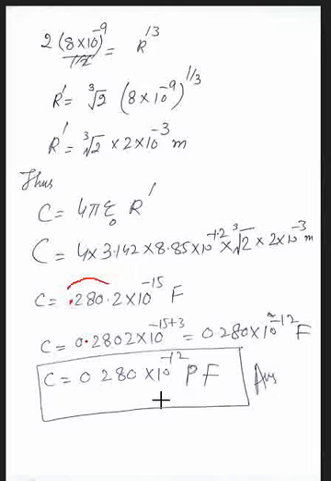There is no need to write the 10 to the minus 12 here because minus 12 is pico. So the answer will be 0.280 picofarad. So this is the capacitance of the isolated sphere which was made by merging two small spheres of radius 2 millimeter. So the answer is 0.280 picofarad. That's it.